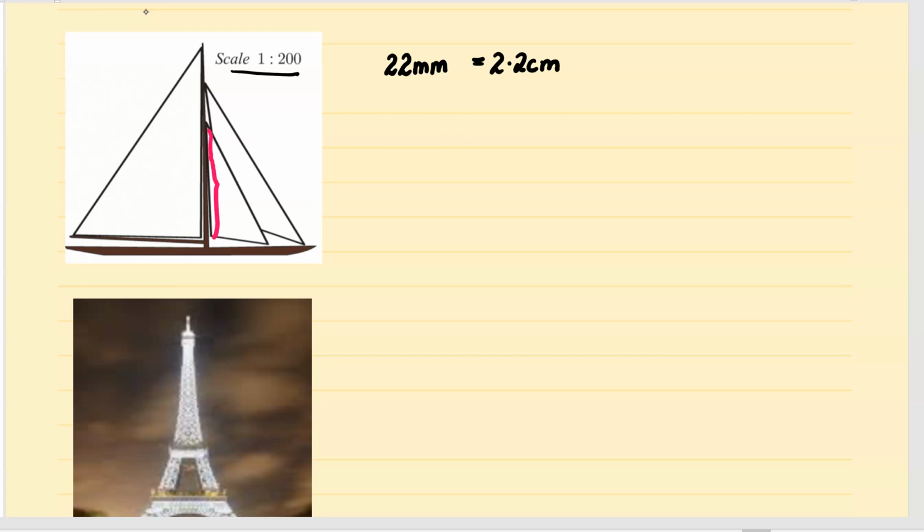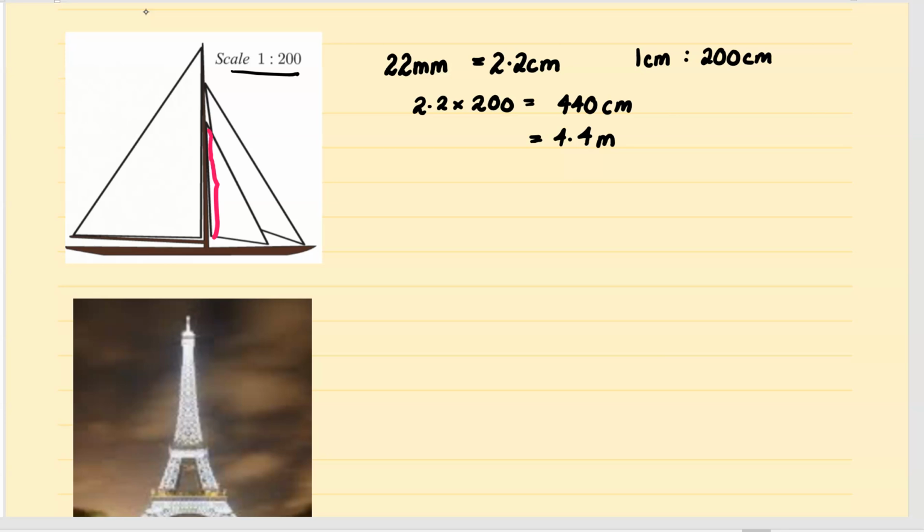Now this scale is saying that 1 centimetre on the page represents 200 centimetres in real life. So if on the page it's measuring 2.2, then real life is going to be 2.2 times my scale factor, which is the 200. Okay, and we'll just work that out, and that becomes 440 centimetres, and we can write that nicely. That's 4.4 metres, divide by 100.